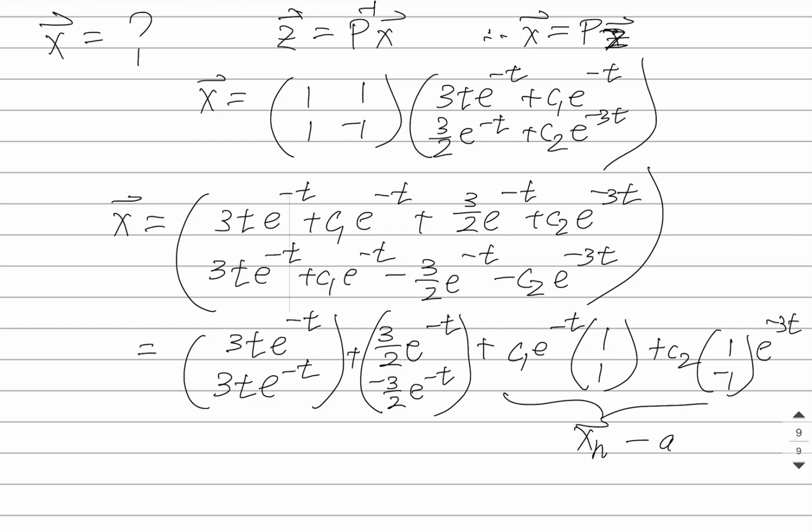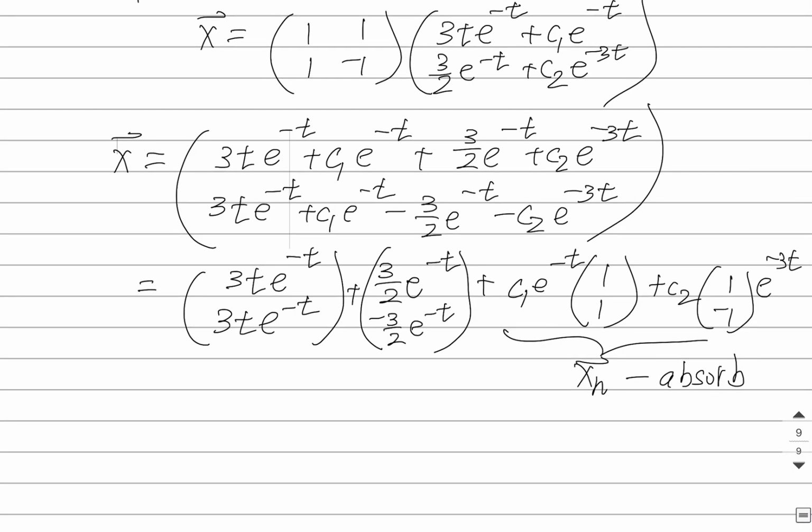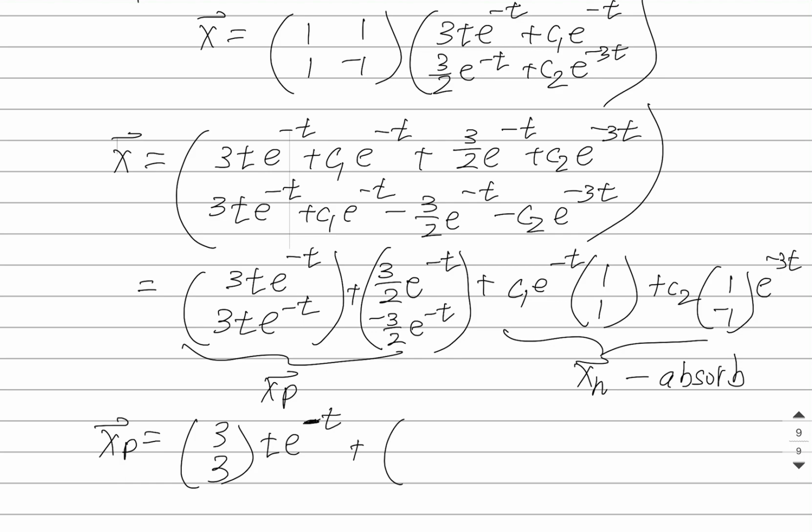So no surprise, this is the homogeneous solution. You can simply absorb this into that homogeneous solution. This ends up being the particular solution. So the particular solution here is, let me write it in a similar form to what was given previously, 3t e to the minus t, and now what we'll have is 3 halves, negative 3 halves, e to the minus t.